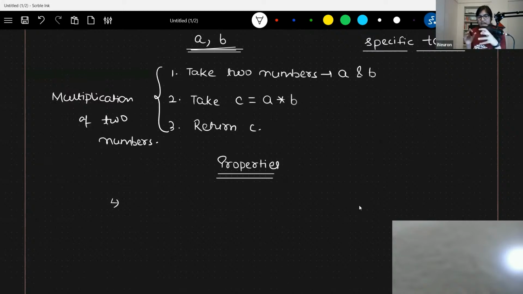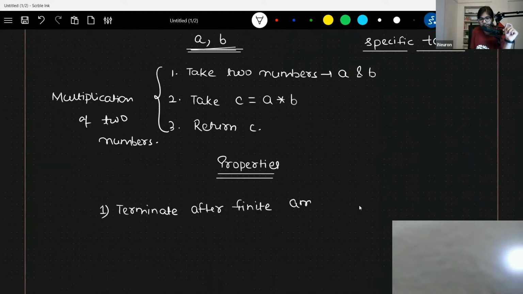time. Suppose you have written any kind of algorithm, it should not be that it keeps on running, your code keeps on running and it is not generating any output. So the very first property of an algorithm is that it should terminate. It should terminate after a finite amount of time.